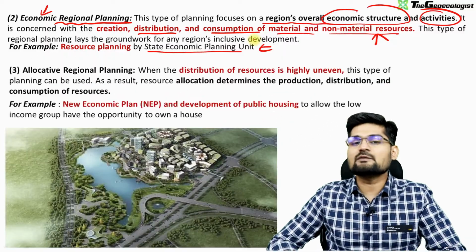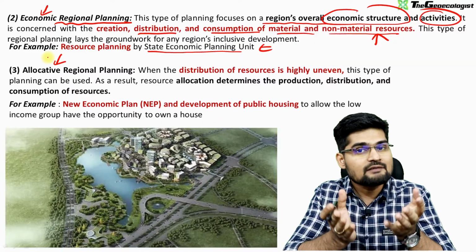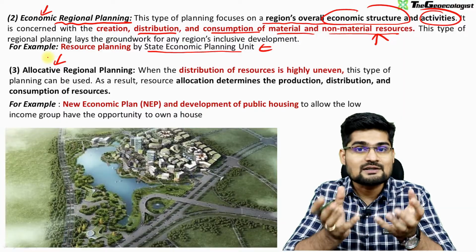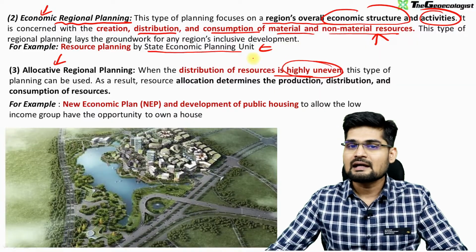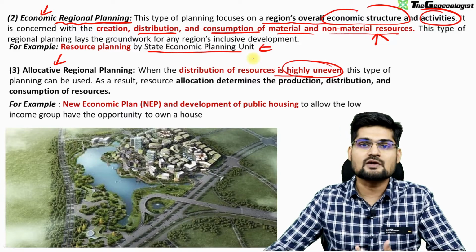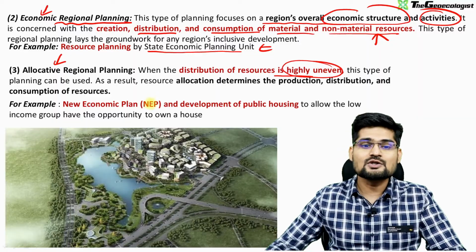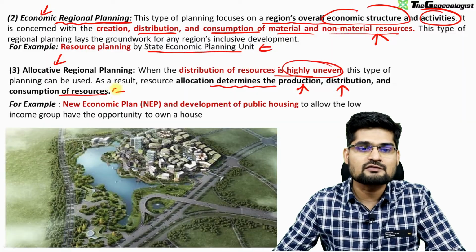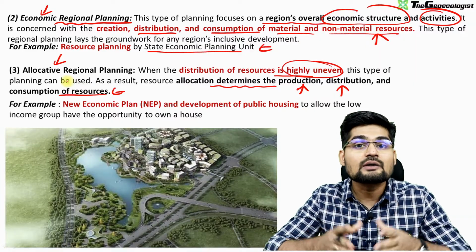And the third type of planning is allocative planning. The word itself is allocation. Now, why do we use this allocation? Because remember, growth is not uniform, because resource distribution is non-uniform. The distribution of resources is highly uneven, and for this reason we need to develop the idea of allocation of resources to different portions of the region so that overall development can take place, right? As a result, resource allocation determines the production, distribution and consumption of resources in a given quantity in a given region. This kind of planning is allocative planning, right?